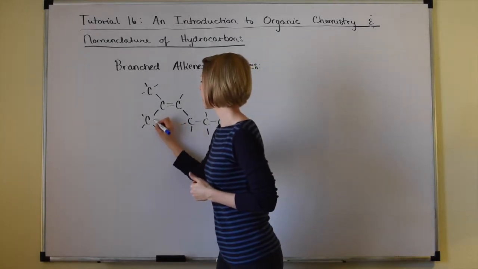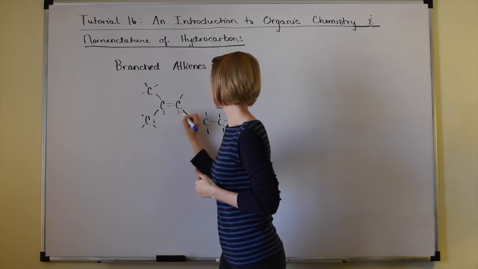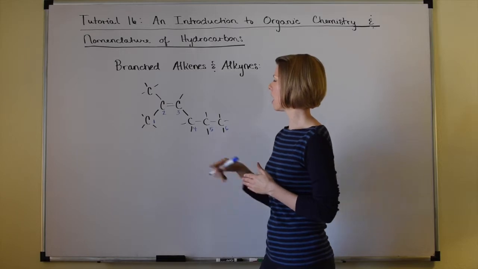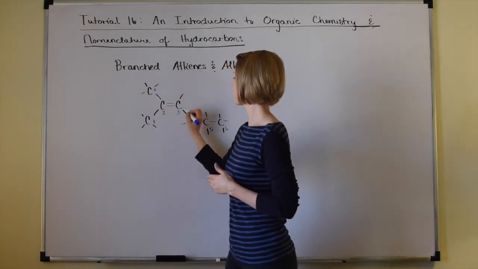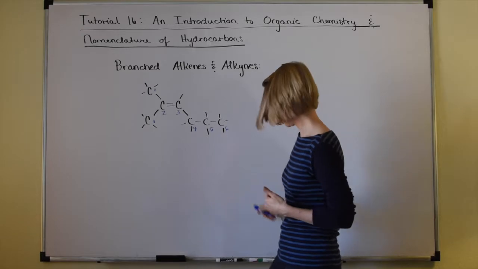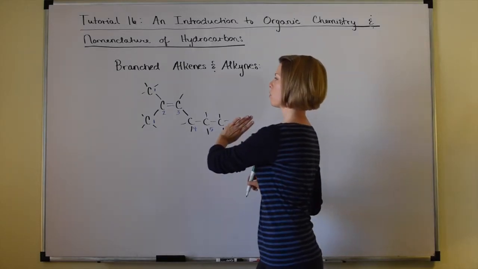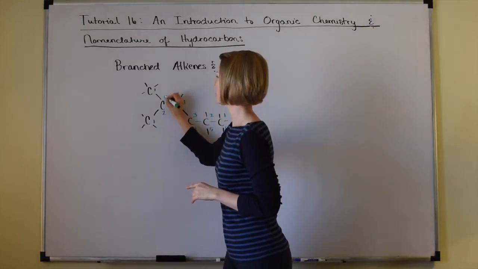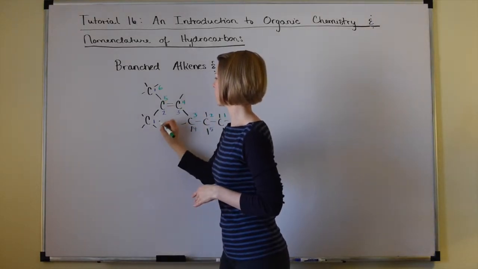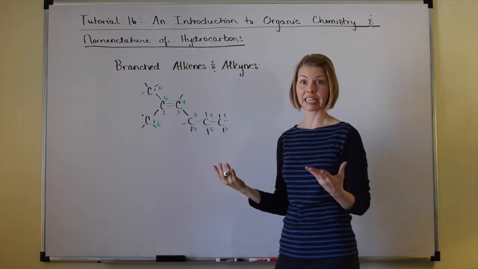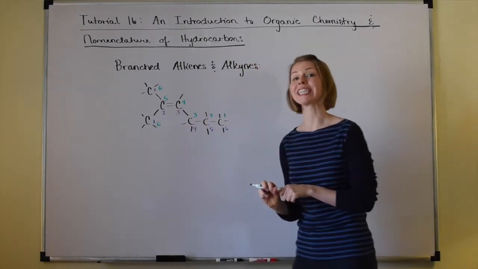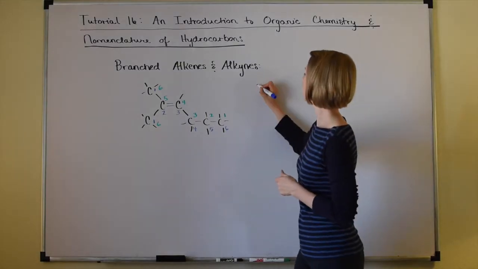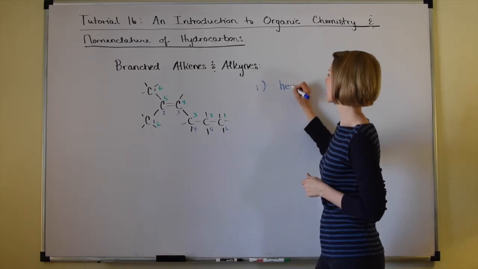So if we start in the forward direction, 1, 2, 3, 4, 5, 6, we get a hex. If we start from up here, 1, 2, 3, 4, 5, 6, we still get hex. If we count reversed, 1, 2, 3, 4, 5, 6, it doesn't matter if we go up or down, we would get, again, 6. We would get hex. And it's got a double bond, so we know that it's a hexene. So for step number 1, I'm going to write that we have a hexene.